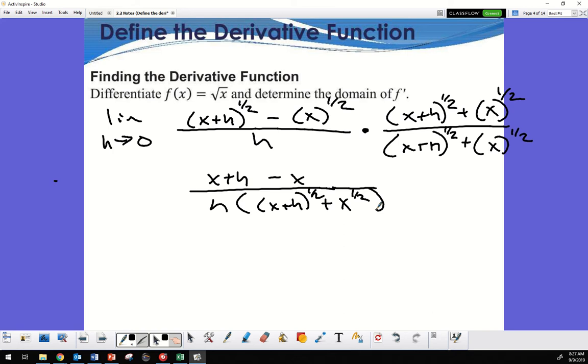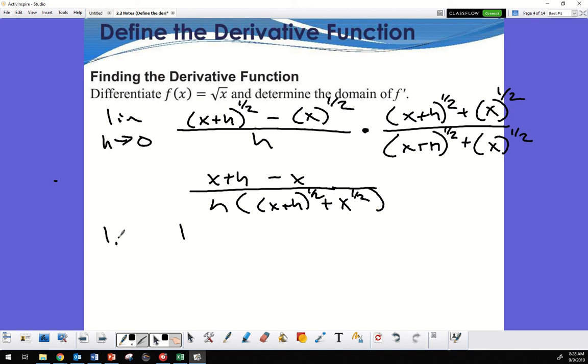And so what's left on top? So since I have x plus h minus x, that's going to leave me with just h, right? And so that's the reason why I left the h factored out of the denominator. So I'm going to be left with all this. So now I can plug in 0 for my h values. So those are going to cancel, so it's going to be left with 1.